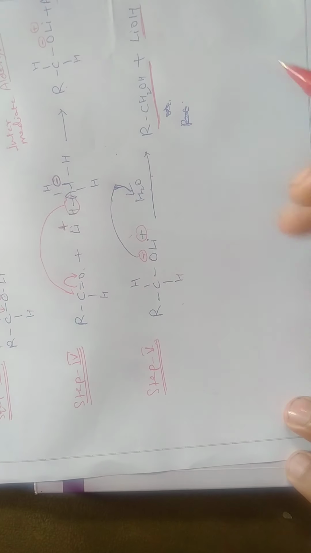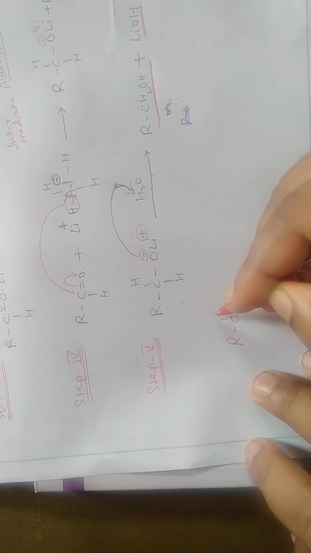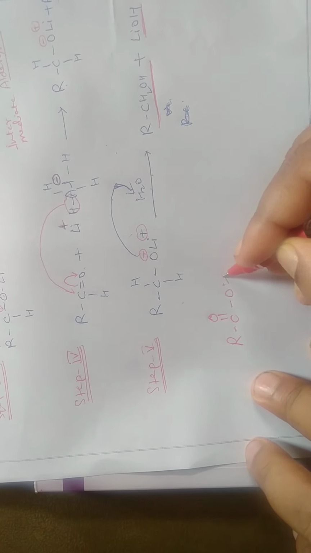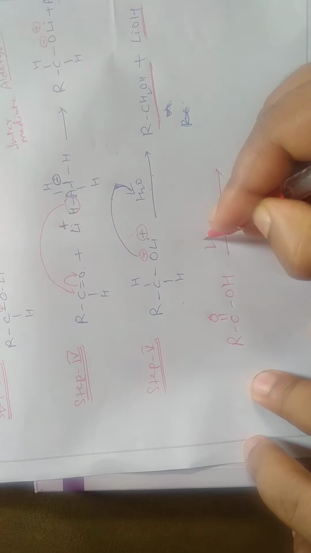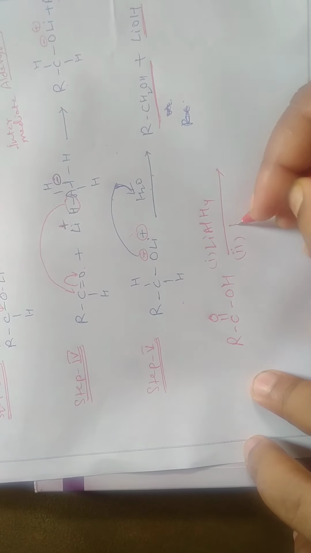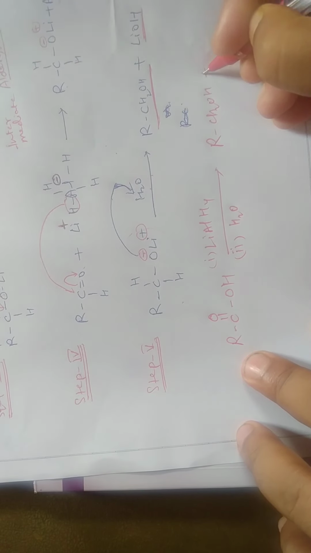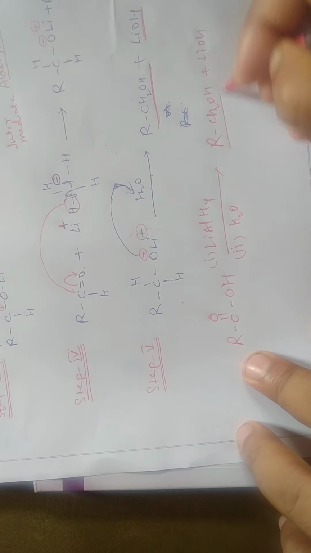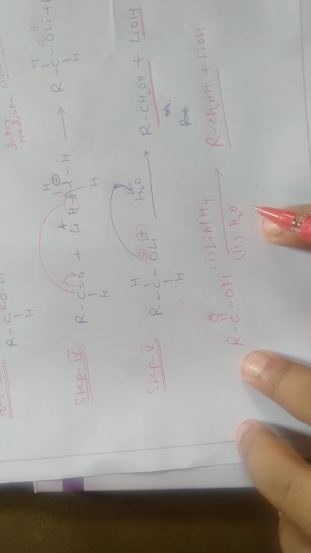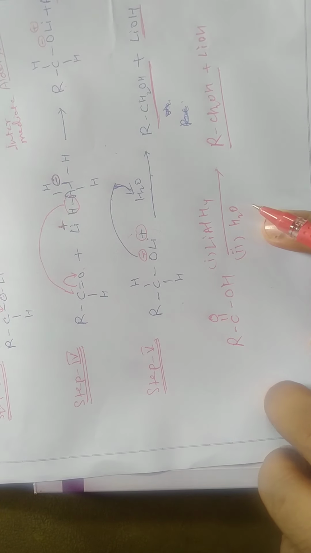So simply students know that on reduction of RC double bond O OH with lithium aluminum hydride followed by water, alcohol is formed, RCH2OH and LiOH. So this is not a simple reaction. The mechanism occurs in 5 steps. So try to know the steps behind it.